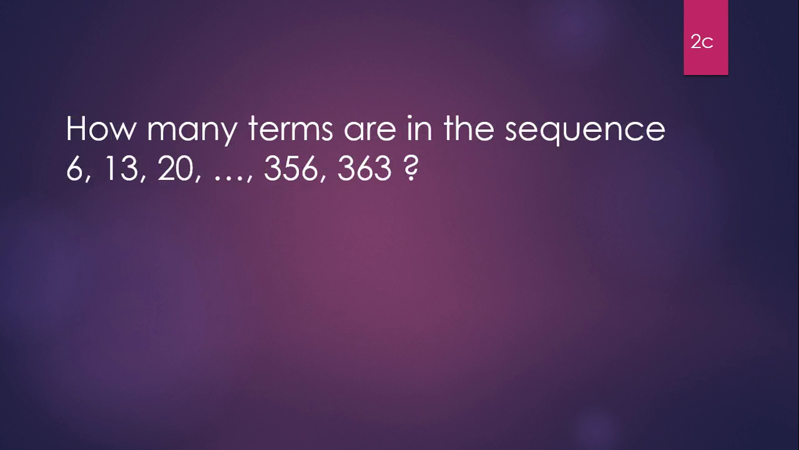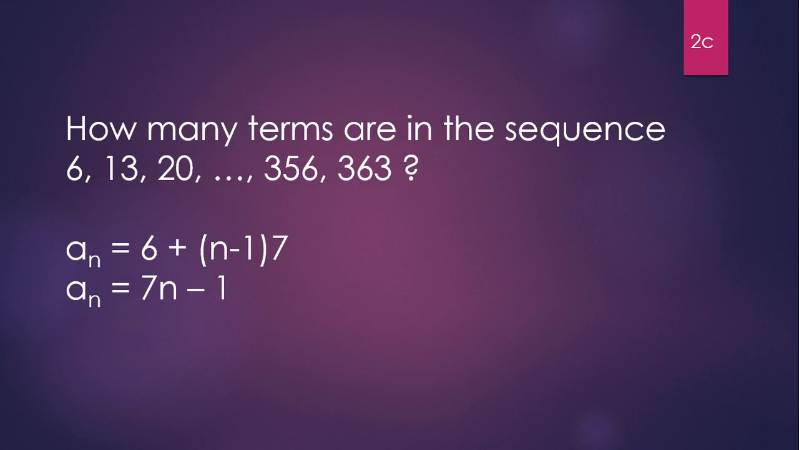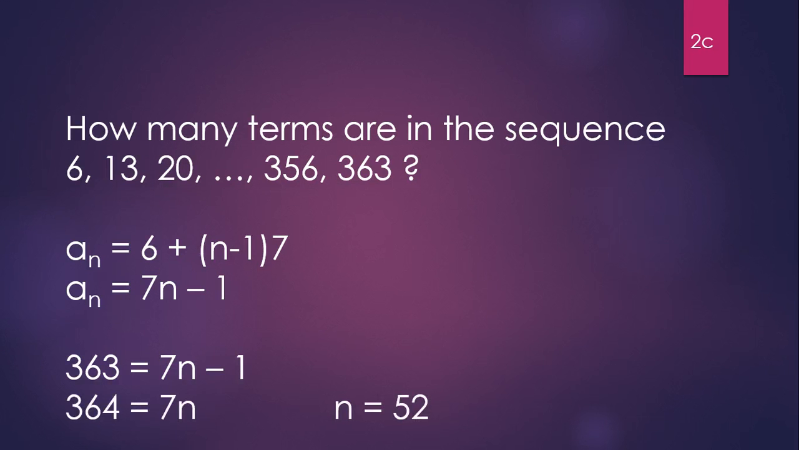How many terms are in the sequence? Well, since we have this nth term formula that describes the sequence, we can use the nth term formula to find the number of terms. 363 is equal to 7 times the number of terms minus 1, which means the number of terms is 52.